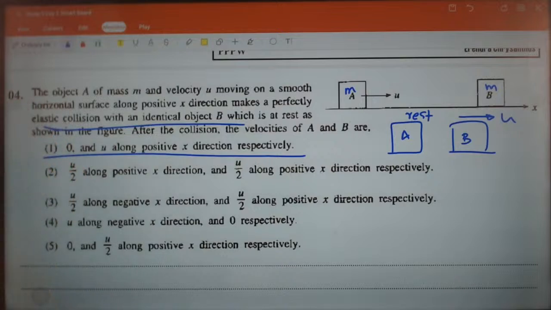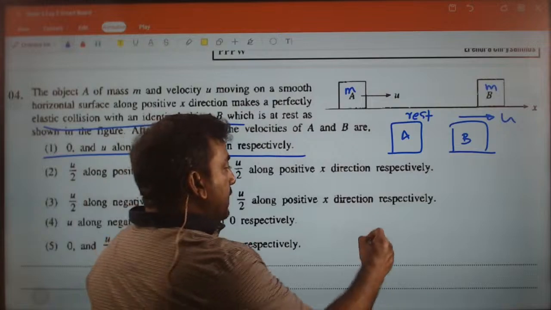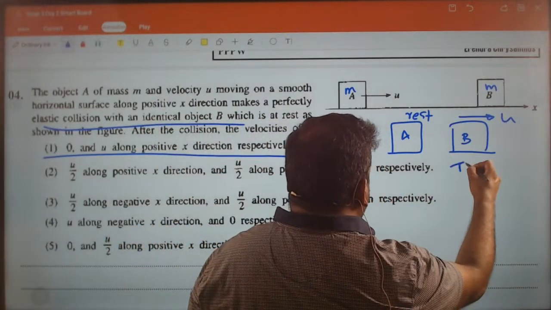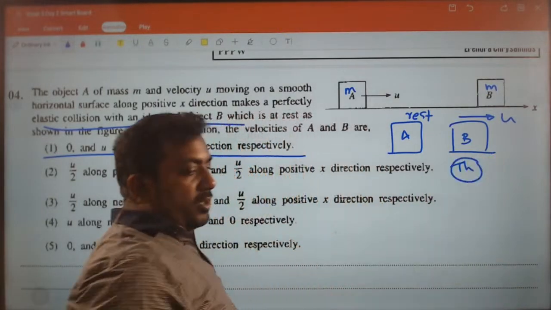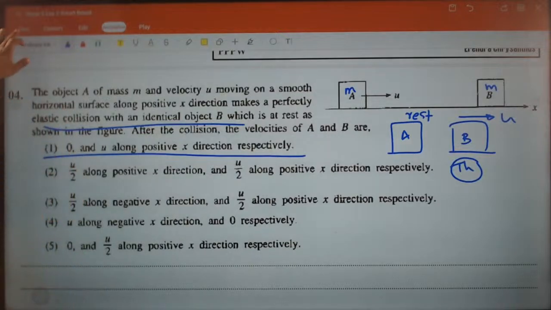These are very direct from your theory. Please check your theory notes. These are directly there from your theory.